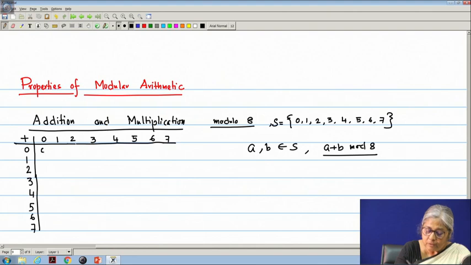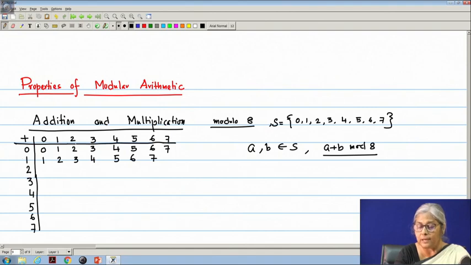So, 0 plus 0 is 0, then 1, 2, because if we add A plus B, that will be less than 8, so the remainder will be the same thing. Now, if it is 1 plus 0, it is 1; 1 plus 1, 2; 2 divided by 8, remainder will be 2; then 3, 4, 5, 6, 7. Now, 1 plus 7 is 8. 8 divided by 8, the remainder will be 0.